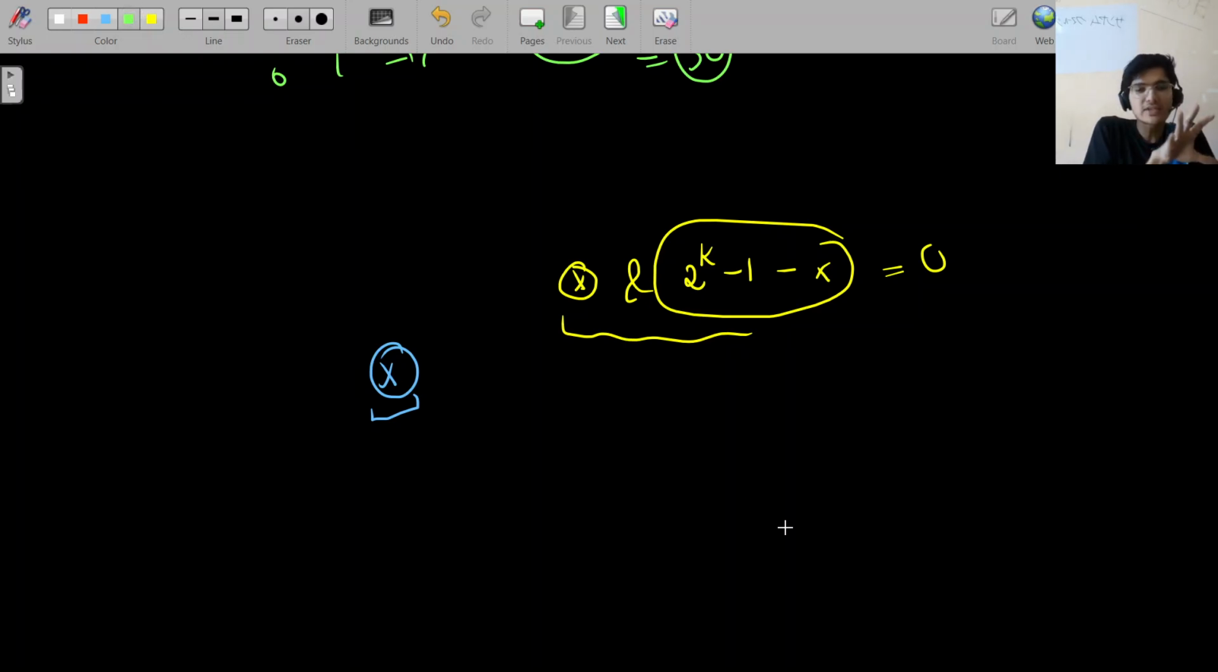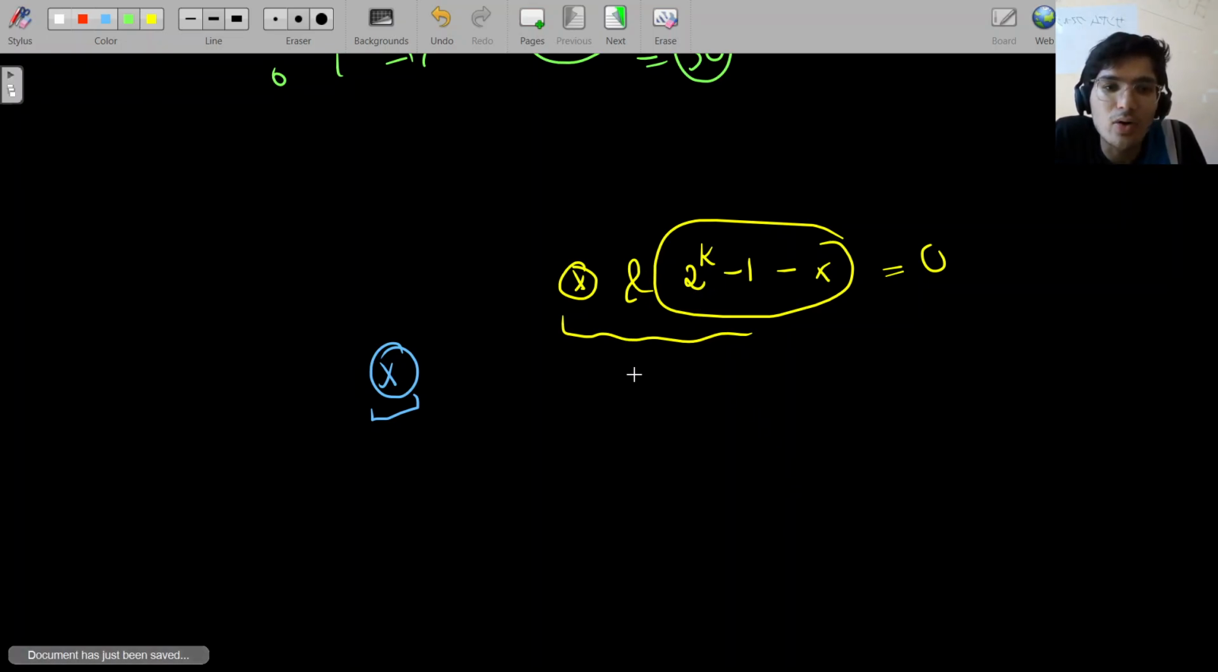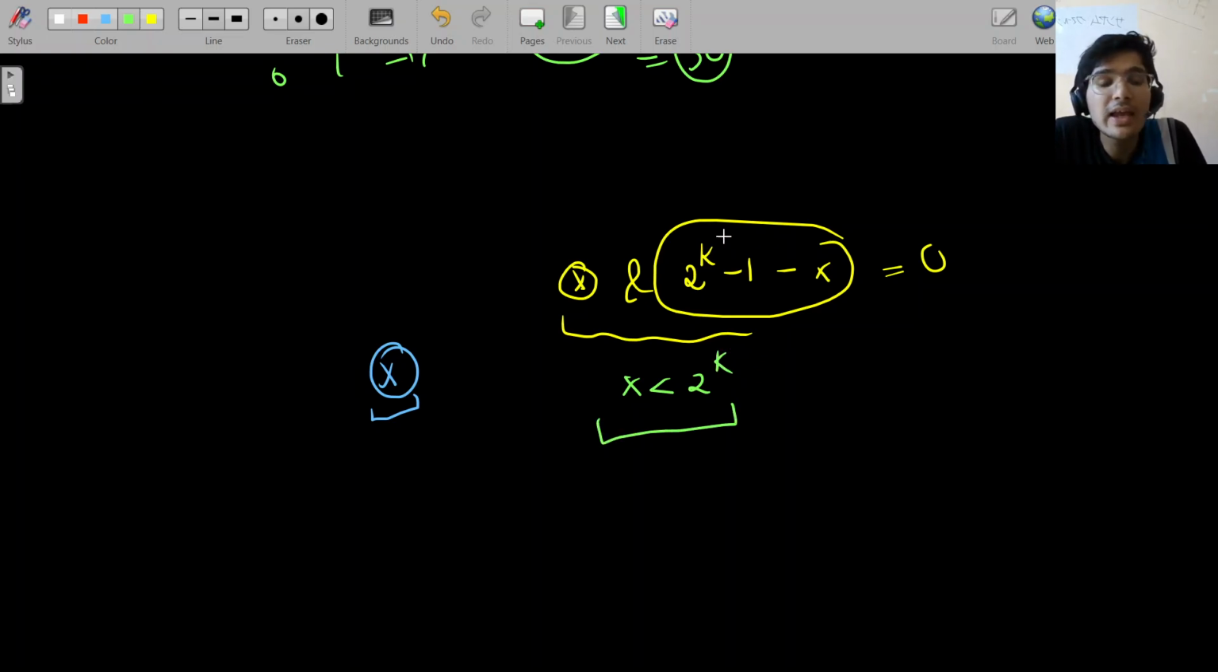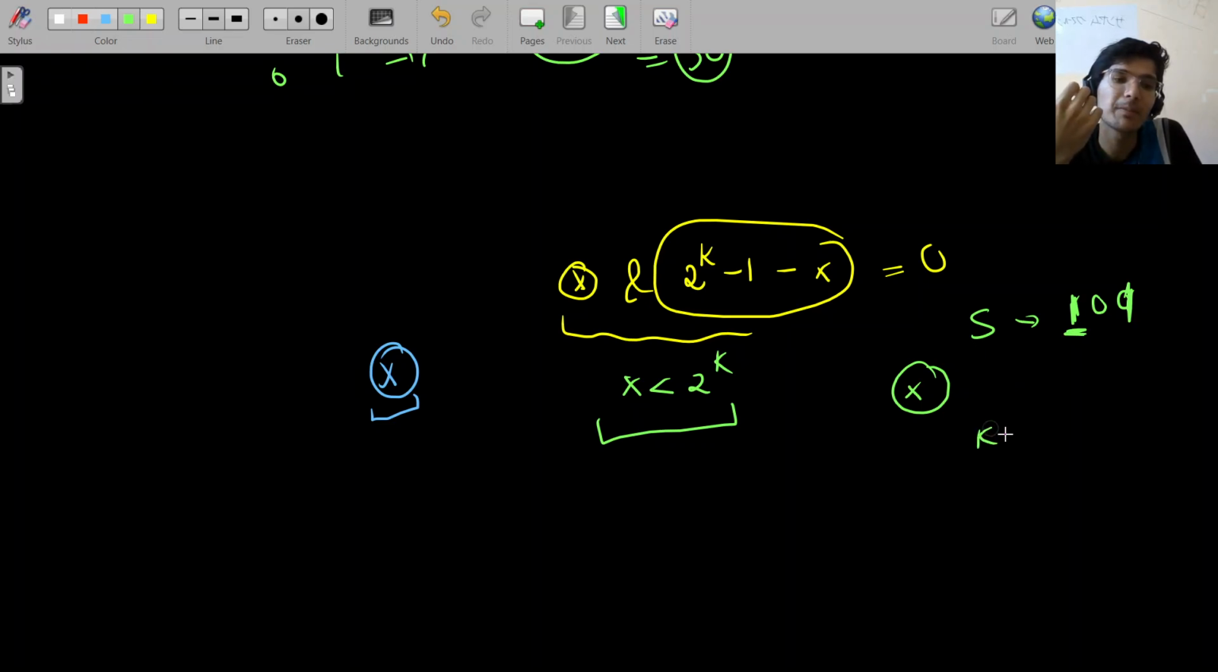How? Let's see. This property is not intuitive at first, but when you try to think about it, it's intuitive. See, x is less than 2 power k. So what we are actually doing is picking the highest set bit of x. Let's say for 5, which is 101, this is the highest bit. So we pick k equals 3. Then we're doing 2 power 3 minus 1, which is 7.